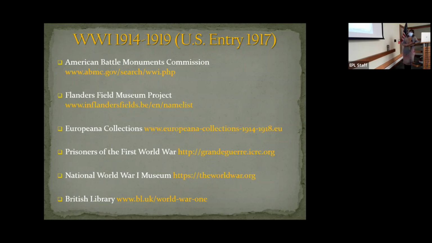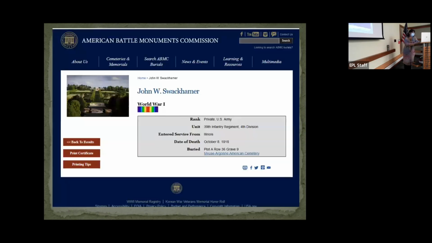The Battle Monuments Commission database is those soldiers who were killed in action and were interred overseas. This is true for the First and the Second World War. So if you had somebody whose body was not returned for burial stateside, they're going to be listed in this collection as well. Another really good one is the National World War I Museum. It has some digitized collections online through their archive on their website, where you can read first-person accounts as well.